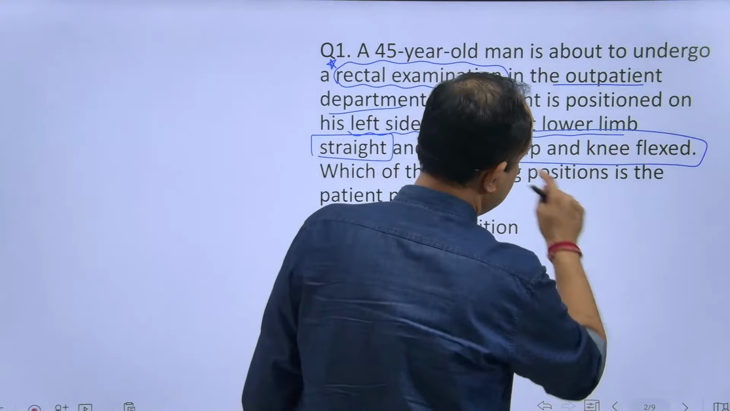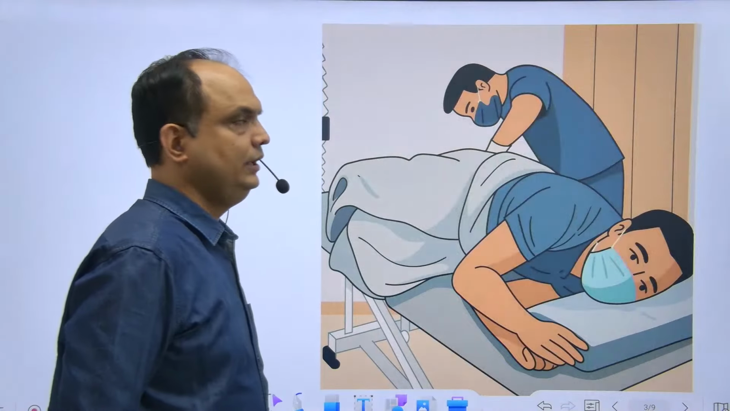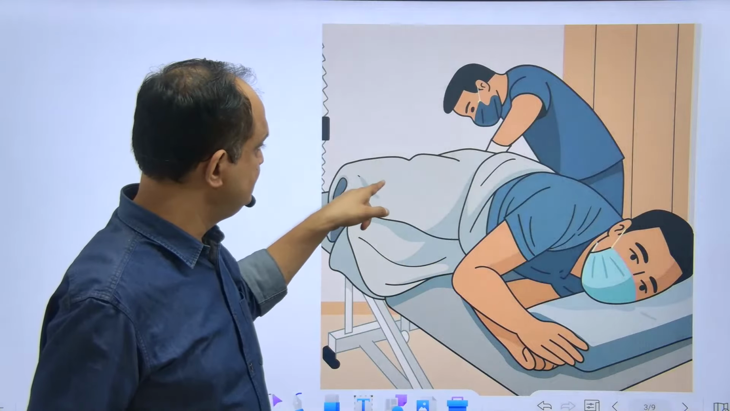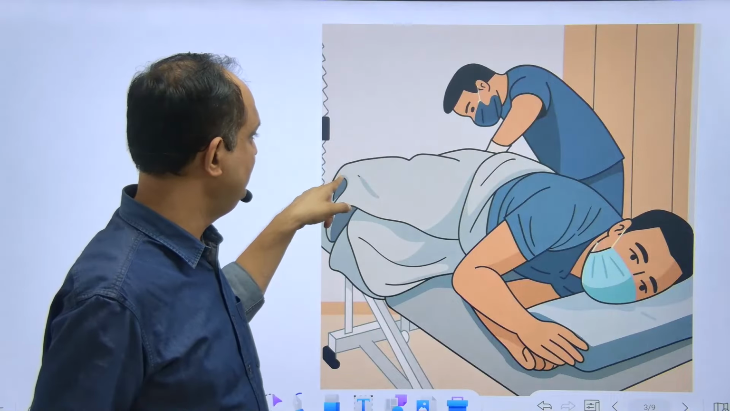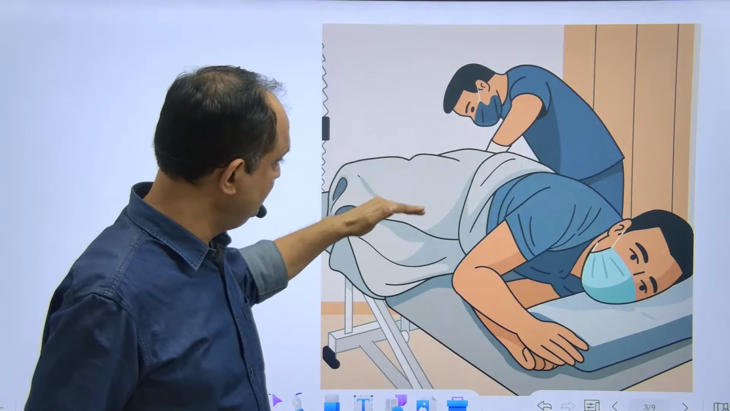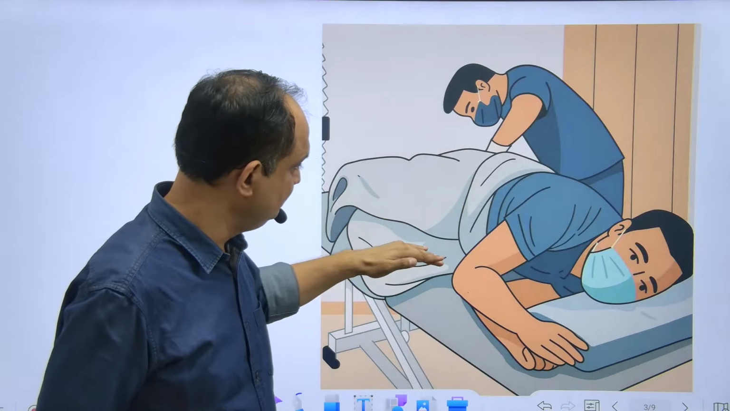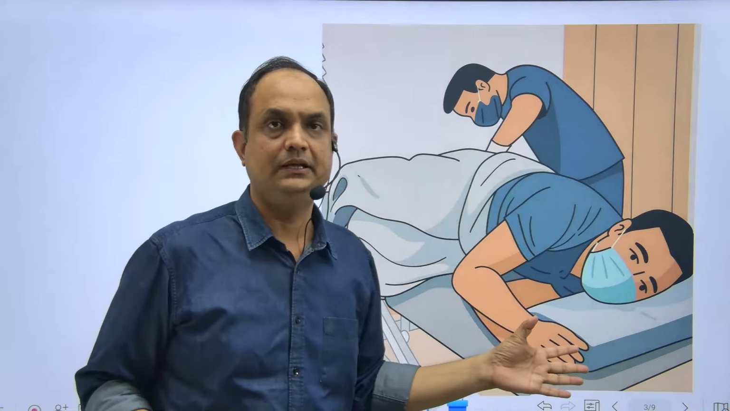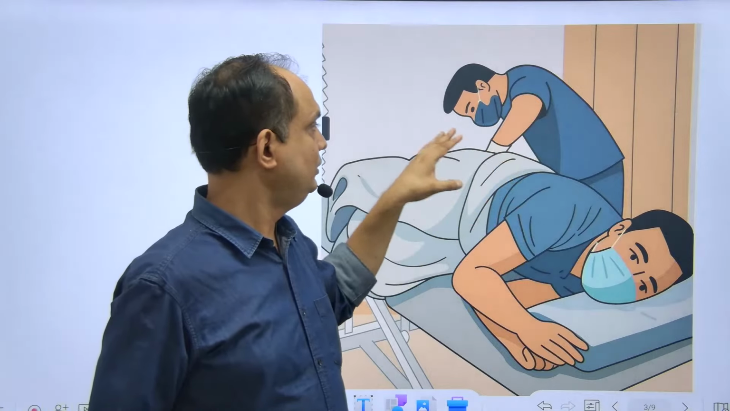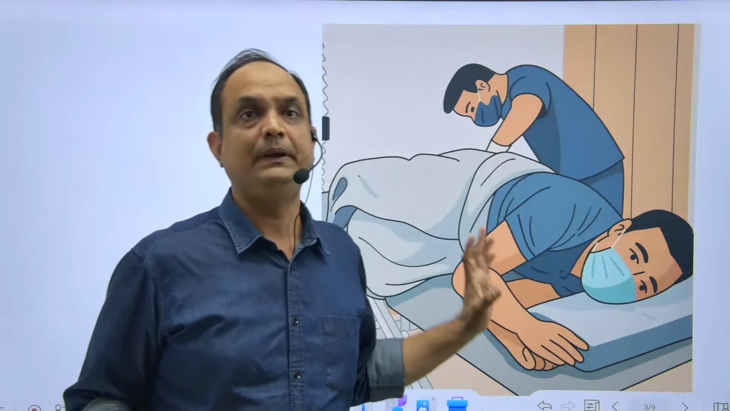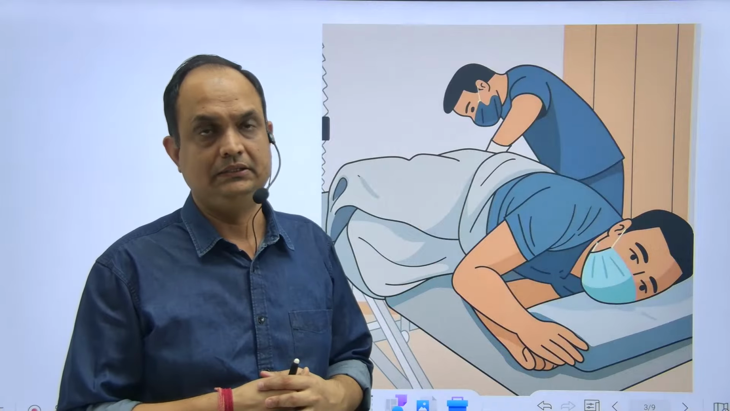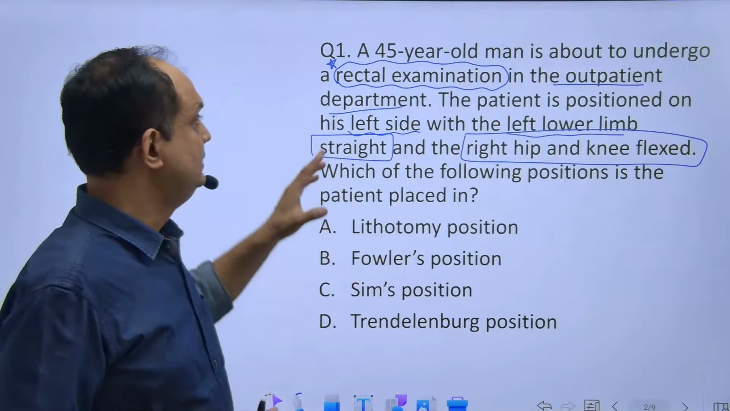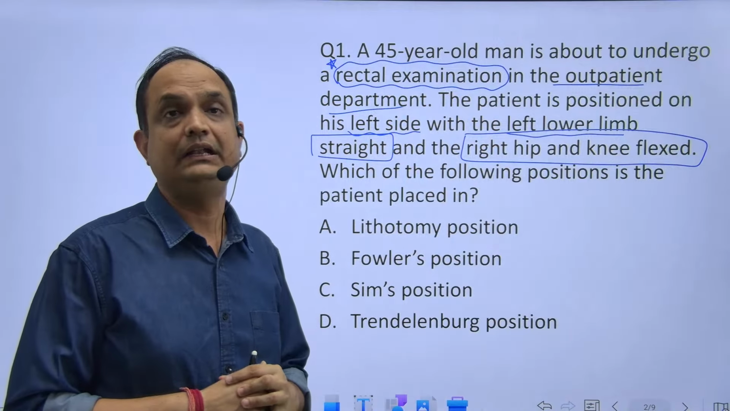I will show you the image which is describing this position. Here you can see that this person is lying on one side of his body and this limb is flexed at the hip and flexed at the knee. The other limb, the lower one on which you are lying, the limb touching the bed, may be straight or may be folded. But why is this position used? Because the examiner wants proper exposure of the genitalia, and particularly here the anal canal. That's why this position is given to the patient, particularly for the digital rectal examination.